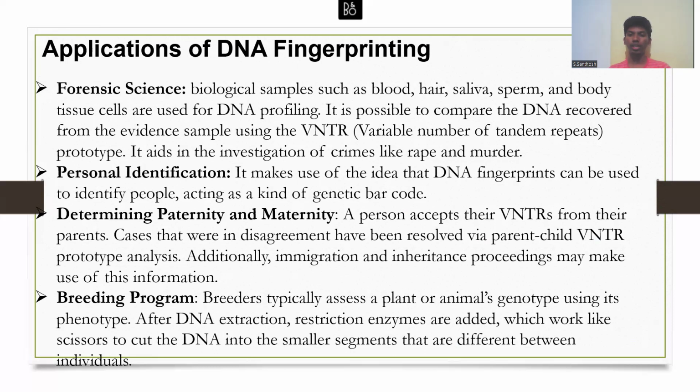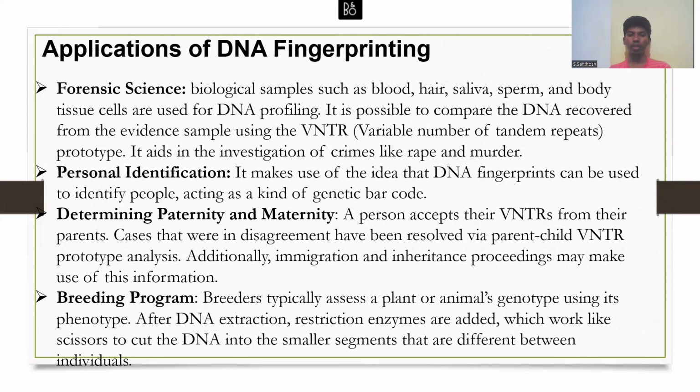Determining paternity and maternity issues. A person inherits their VNTRs from their parents. Cases that were in disagreement have been resolved via parent-child VNTR prototype analysis. In paternity issues, the child or infant inherits DNA from both the father and the mother. So the DNA of the child will be a combination of both father and mother. By comparing the child's DNA with the father's and mother's, we can find out whom the child belongs to, and then solve the issues regarding the problem.